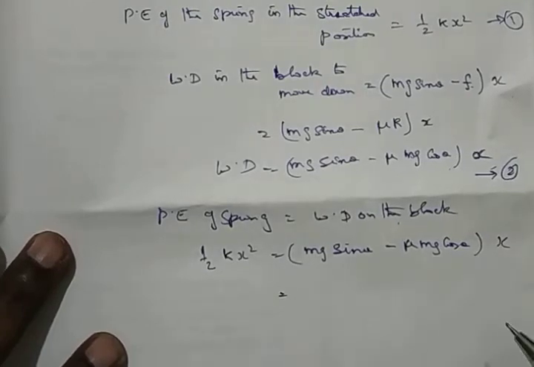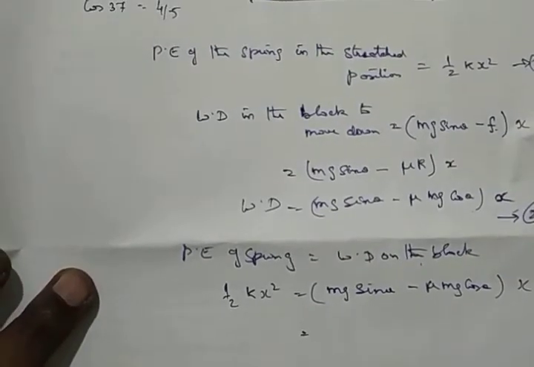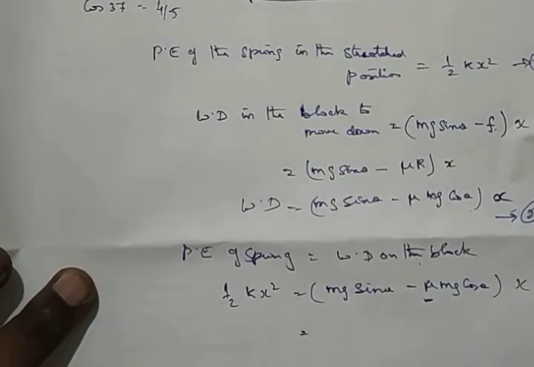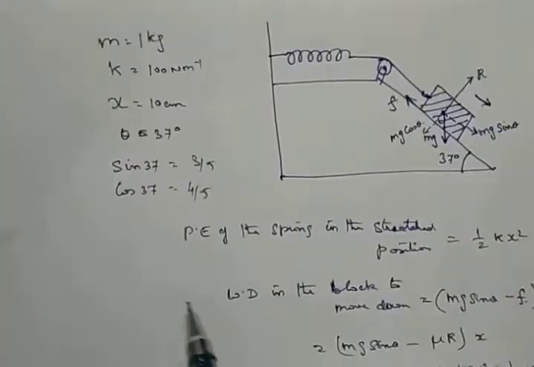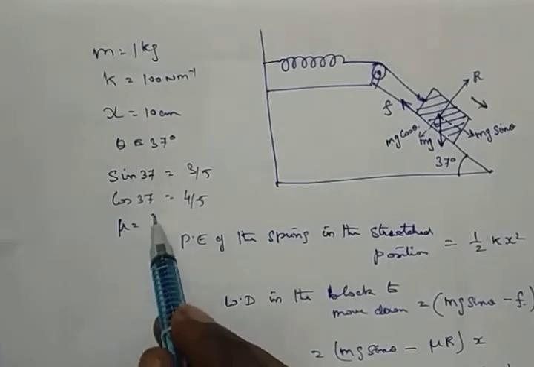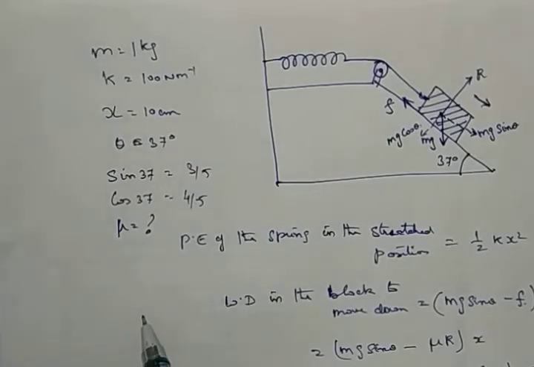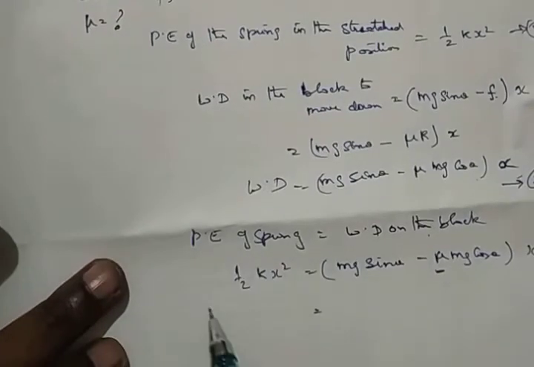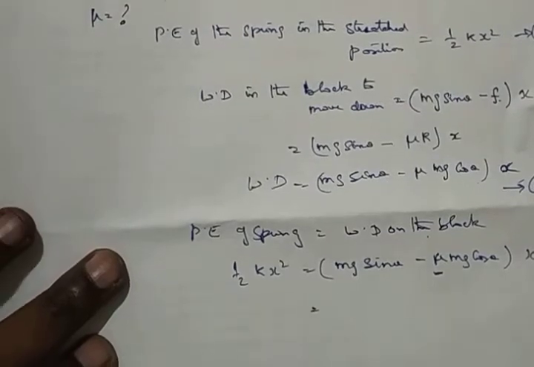Where we are heading on, what is the thing you need to find out? Everything is given here except the value of mu. You need to find out the mu. So in this one, mu is equal to question mark. Coefficient of friction is question mark. All things are given here actually. Every parameter is given here. So how do you head on now?